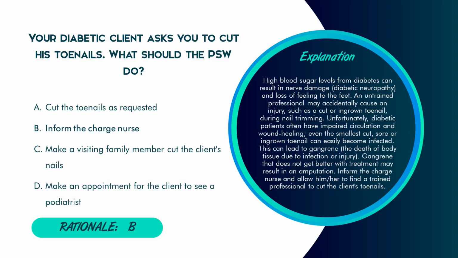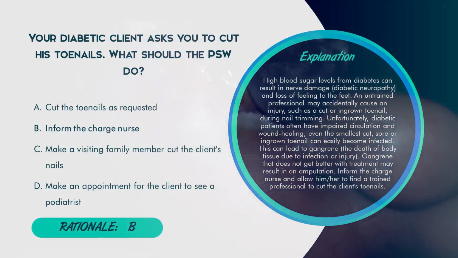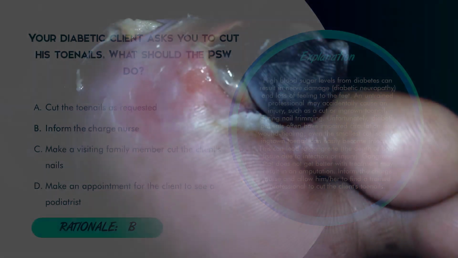That's also called diabetic neuropathy and loss of feeling in the feet. An untrained professional may accidentally cause an injury, such as a cut or ingrown toenail, during nail trimming. Because of this, diabetic patients typically have impaired circulation and wound healing. So even a small cut, guys, or a sore or an ingrown toenail, all these things can lead to infection. This could also lead to gangrene.